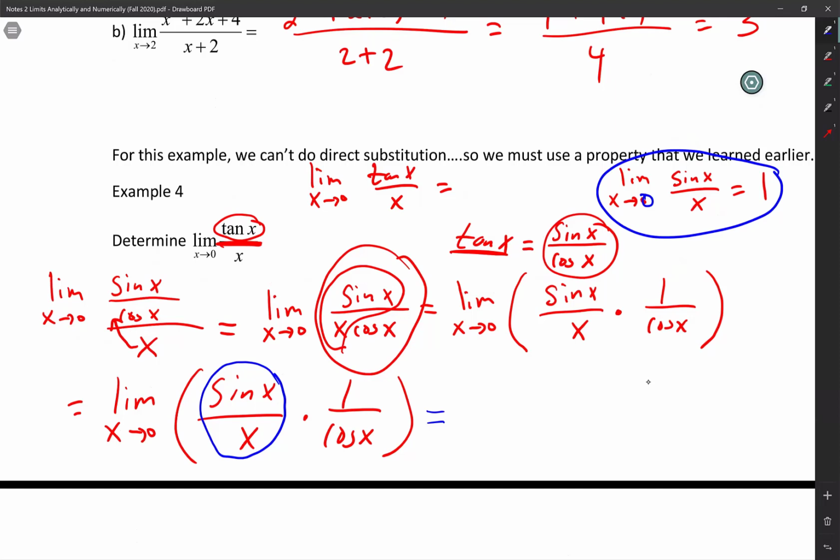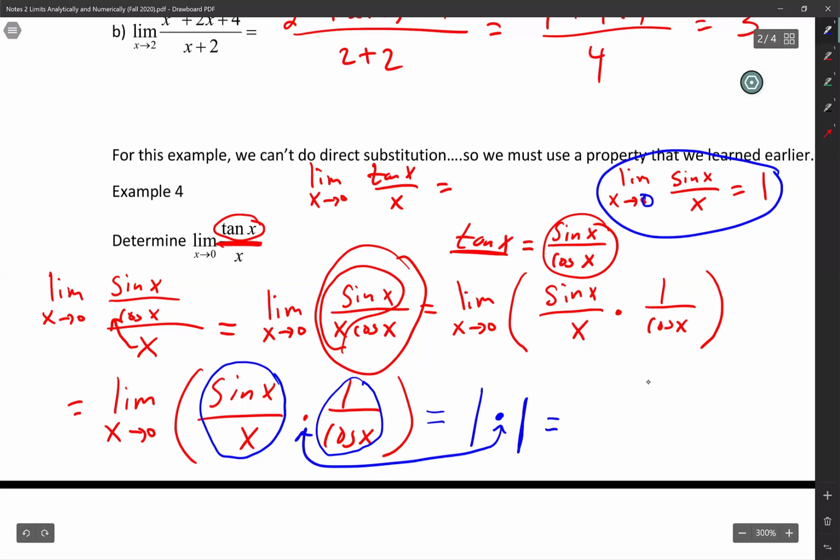So now I can just write 1 times this one right there. Why did I do that? Because now I can insert 0. I can do direct substitution for this right here. Here comes your pre-cal. What is cosine of 0? Oh man, that's a hard one. 1. What's 1 times 1? 1. There it is. That's my limit, guys.